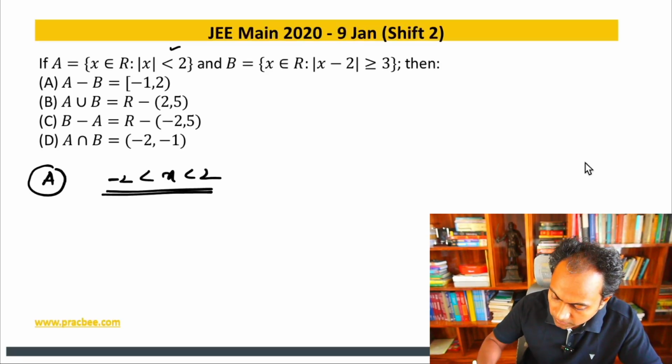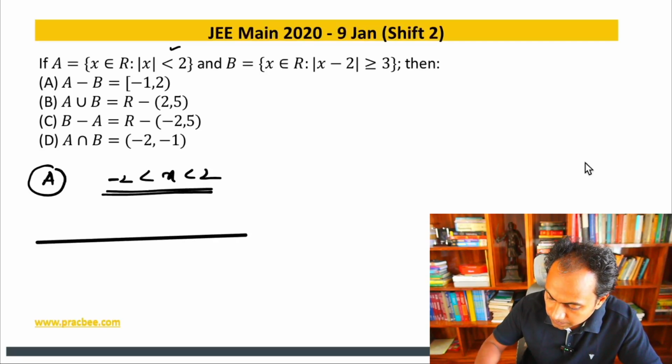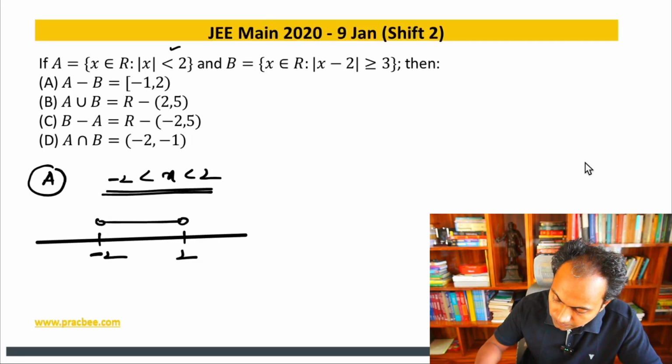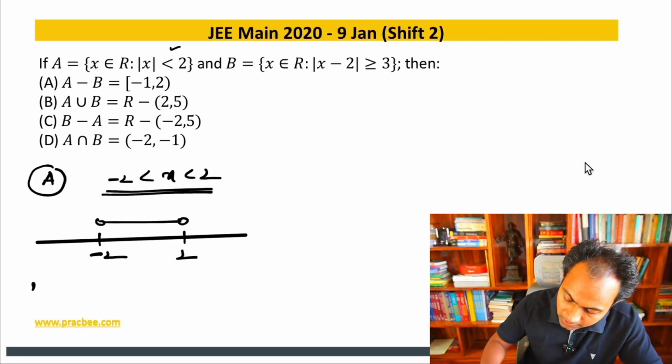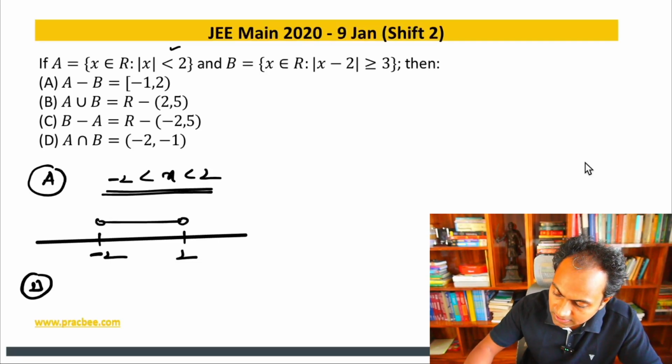This is what is happening. So if I look at it on a number line, there is minus 2, there is 2. We want to write these values. Now in the B part, or B set, what they are saying is this is greater than.